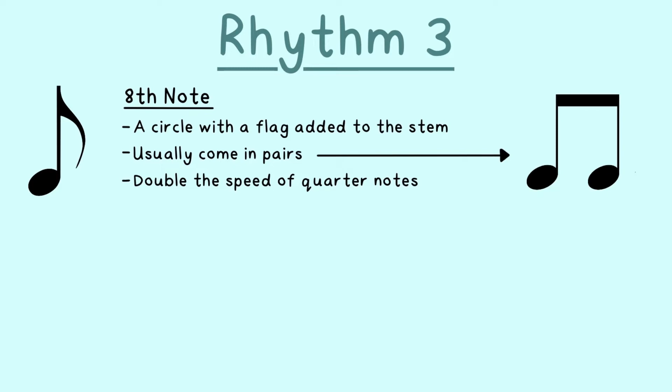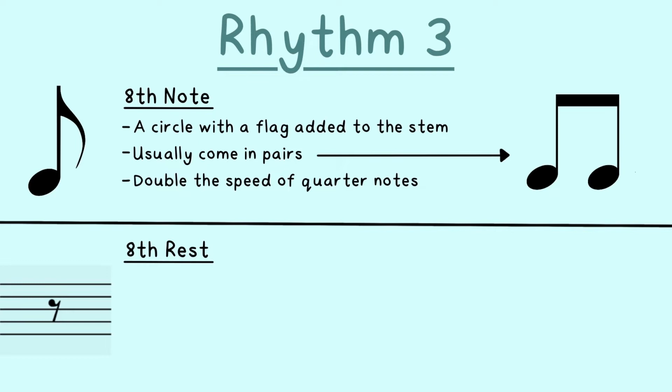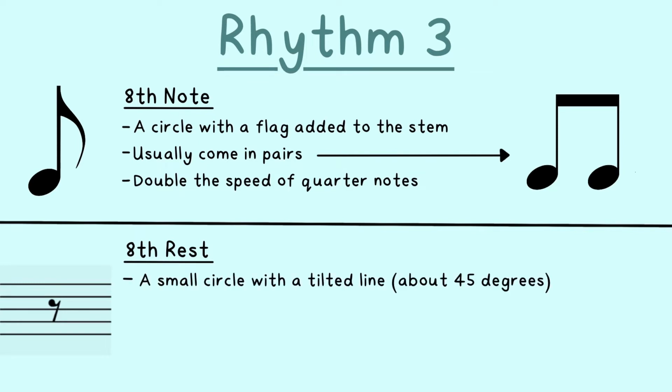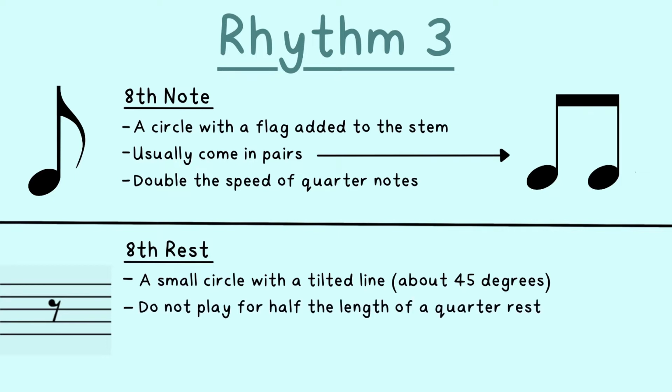notes. This is an eighth rest. It is a small circle with a slanted line, about 45 degrees. An eighth rest means that you should not play for half the length of a quarter rest. For example, 2 eighth rests make a quarter rest. 4 eighth rests make up a half rest. Let's see how they work.